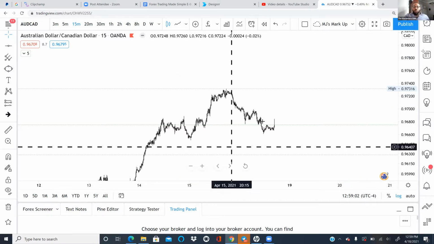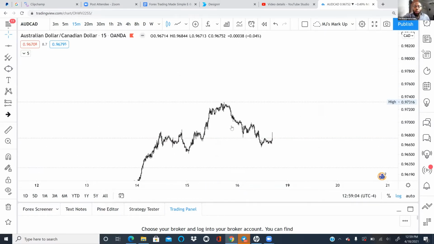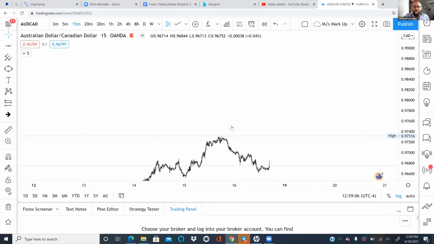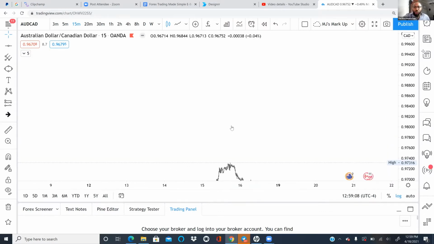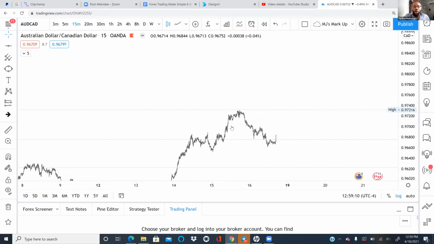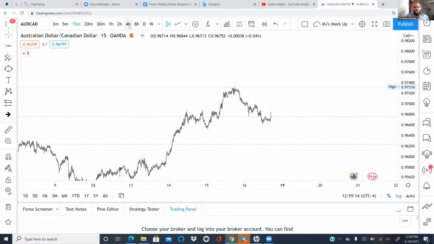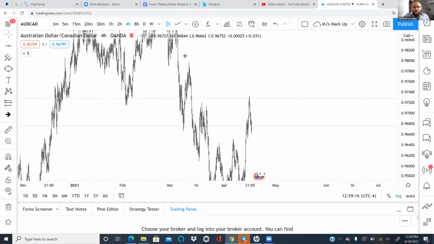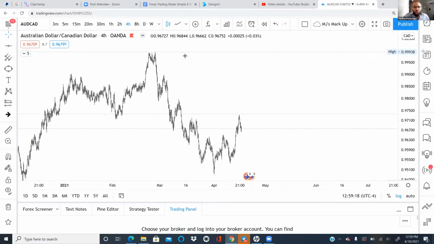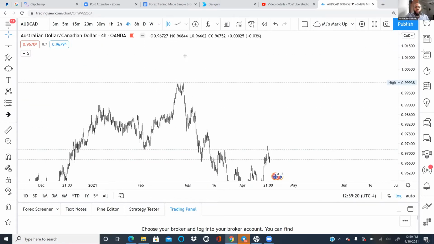Okay, so since we know that the 1,000 pip range is that number right after the decimal point, what you want to do is establish your areas where you can actually start to mark up your 1,000 pip range. Okay, so I do that by going to the 4-hour chart.